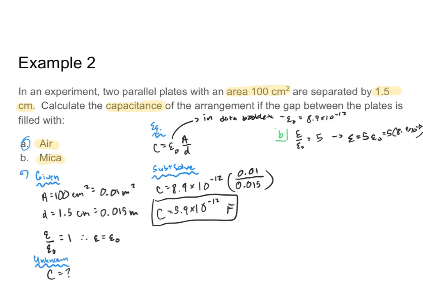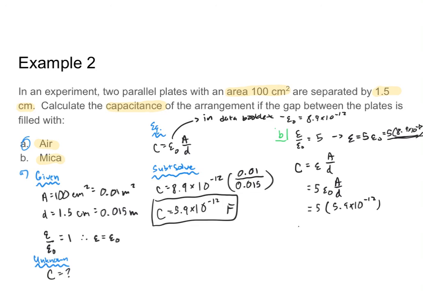So I can plug this all back into the equation, use this number here as my epsilon instead of putting an epsilon naught. Or I can recognize that capacitance, again, is equal to epsilon times A over D, and therefore is equal to 5 times epsilon naught A over D, or 5 times my answer to part A, 5.9 times 10 to the negative 12 farads. And this is what you're going to want to be able to do when you're solving these problems, is notice the relationship between your answers for part A and part B.